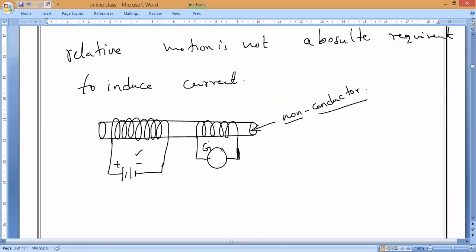Now you can see, guys, here both are kept stationary but at a near distance. Remember, this is coil A, where the current is passing. That is what we call the primary coil. That is called coil A. And where the current is induced, that is coil B.